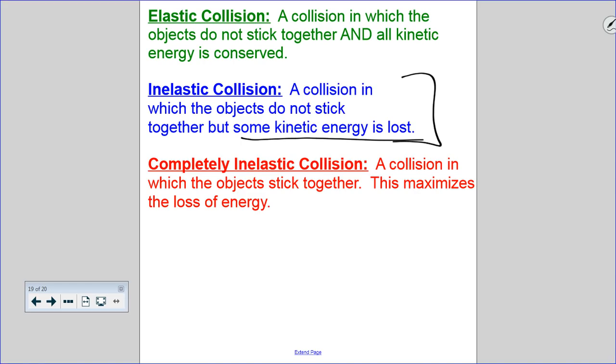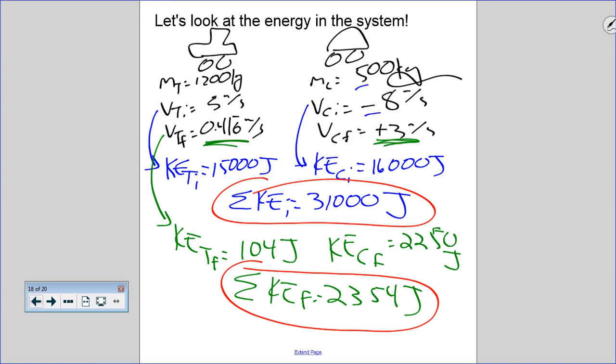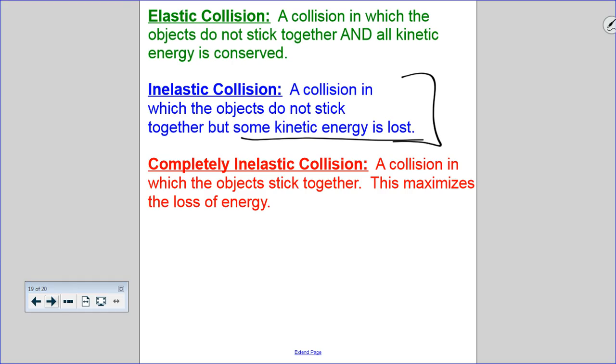lost. Now, if we had figured out those kinetic energies, and we'd found that this kinetic energy did, in fact, equal this kinetic energy, then that would be what is called an elastic collision. An elastic collision is a collision in which the objects don't stick together and all the energy is conserved.